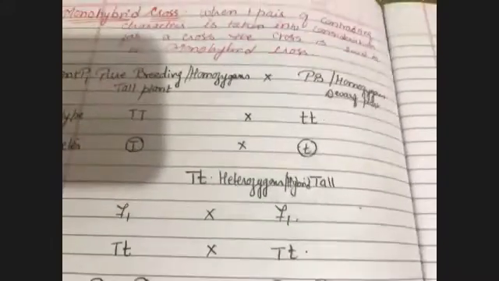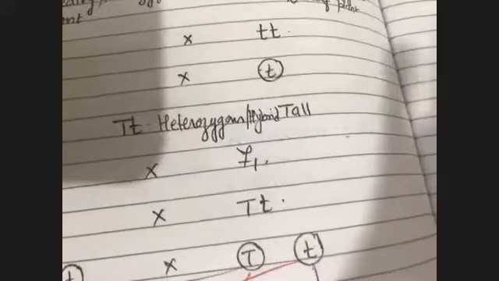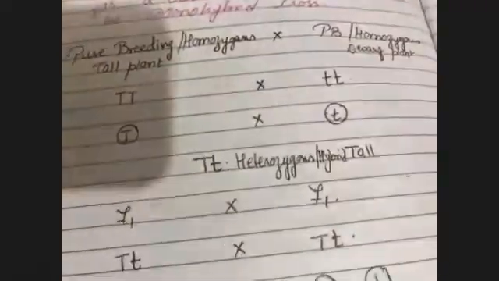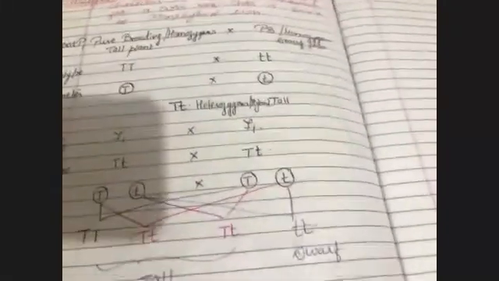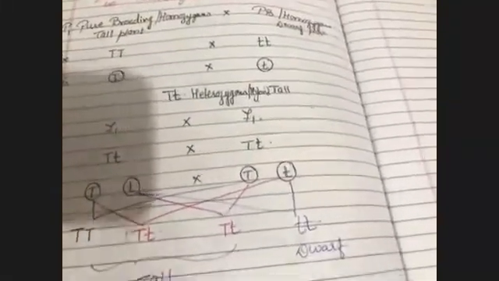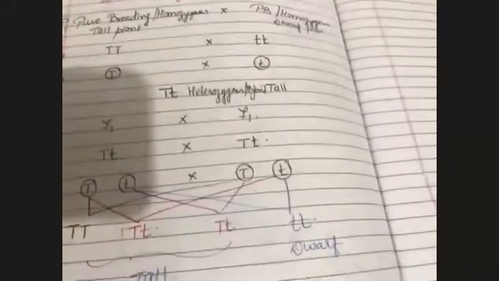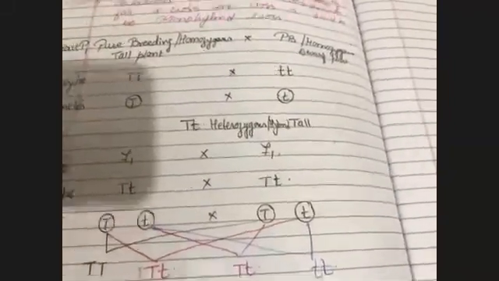Here only the word character will give me wrong. I have to mention the word contrasting. Without that, it has no meaning. The definition gets the meaning only when the word contrasting is present. We have taken two contrasting characters of height. One was tall and one is dwarf. But the character taken was only one, that is height. Correct? So now this particular cross is a monohybrid cross.